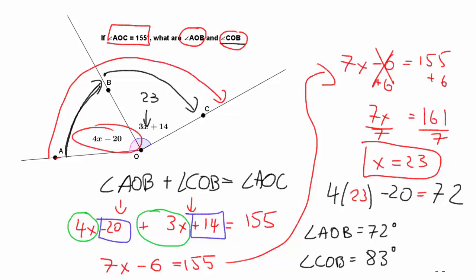And how do you know if you got it right? If you add those two angles together, the 72 plus 83, you should end up with the angle measure that we have over here to be 155. And it turns out that it is 155, which means that we've done everything correctly.